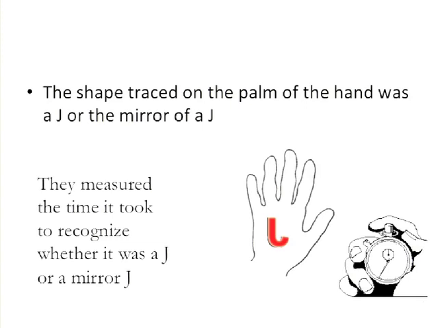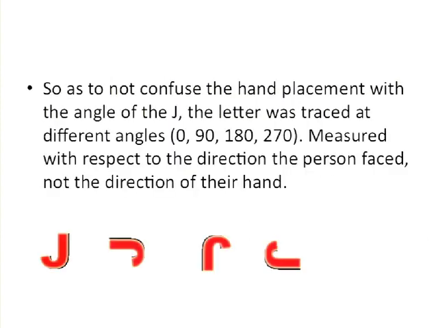Okay? And then they throw in one more complication because they think that maybe it makes a difference in your orientation as to the orientation of the J, that they then decide to rotate the J through 4 different angles. 0, so I'm rotating my hand. 0, 90 degrees, 180, or 270. And they rotate the J and the mirror J.